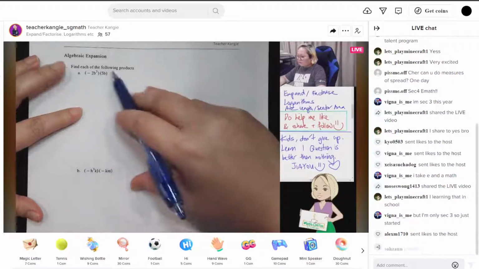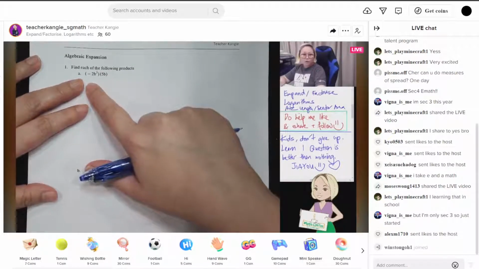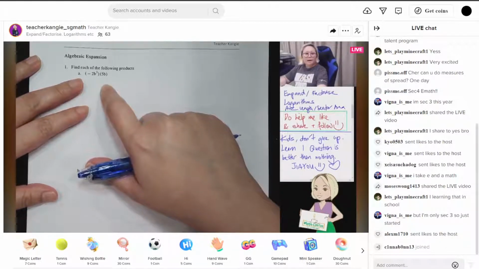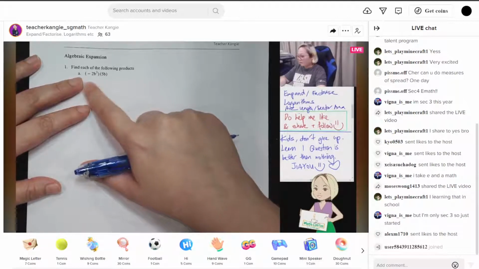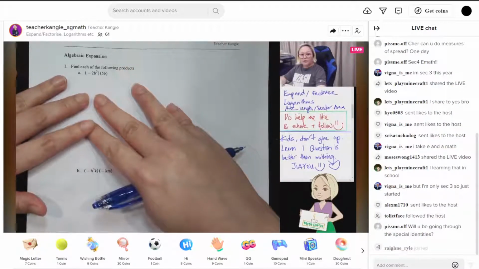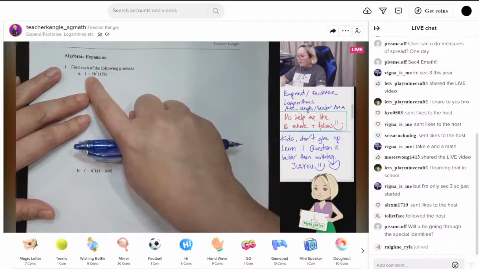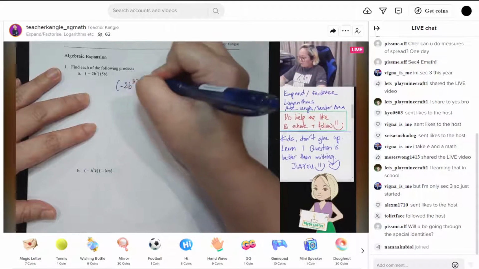So this one, find each of the following products. If you see, this is a negative algebraic expression multiplied by an algebraic expression. You do not see any addition or subtraction over here. So it's just negative times positive. I'm going to just write out the original question here.